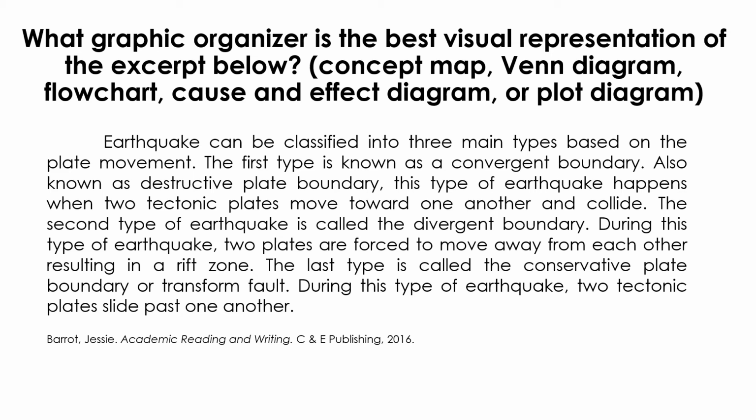Earthquakes can be classified into three main types based on the plate movement. The first type is known as a convergent boundary, also known as destructive plate boundary. This type of earthquake happens when two tectonic plates move toward one another and collide. The second type of earthquake is called a divergent boundary. During this type of earthquake, two plates are forced to move away from each other, resulting in a rift zone. The last type is called the conservative plate boundary or transform fault. During this type of earthquake, two tectonic plates slide past one another.